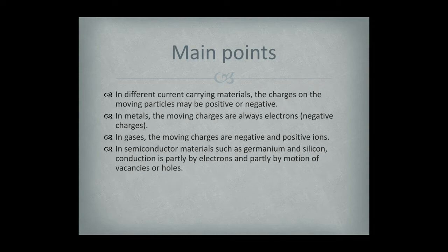In semiconductor materials such as germanium and silicon, conduction is partly by electrons and partly by motion of vacancies, which are known as holes. Holes are sites of missing electrons. It means whenever an electron leaves its position, it leaves behind a vacancy, and that vacancy is known as a hole, and it is treated as a positive particle and acts like positive charges.